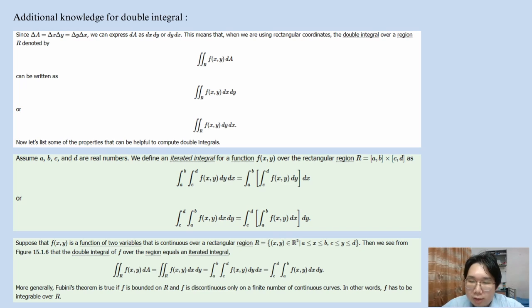And now you can see the additional knowledge for double integral. This is critical knowledge you should know before starting your solution of double integral functions. The first knowledge point is that f(x,y) dA can be rewritten as f(x,y) dy dx or f(x,y) dx dy.